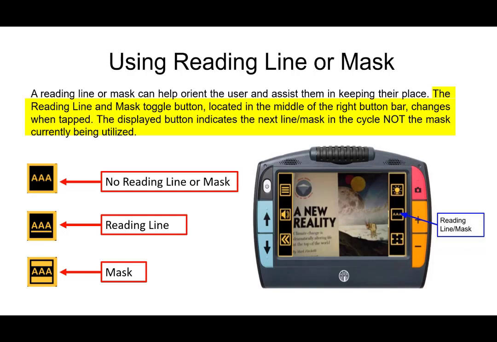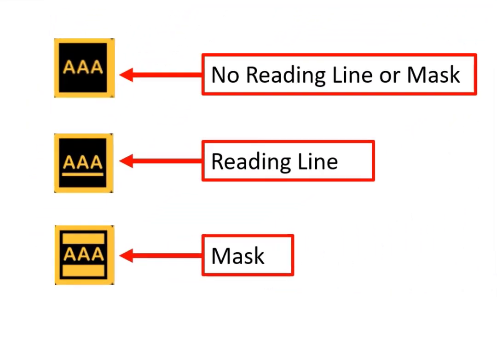So for example, if you have no reading line or mask enabled, that's not the icon that's going to show in that reading line button. It will show the one that is next available. Think of the talking menus in this instance. It's going to tell you what the next thing is.